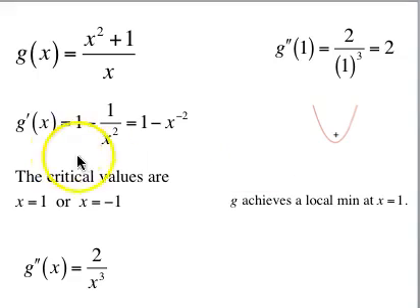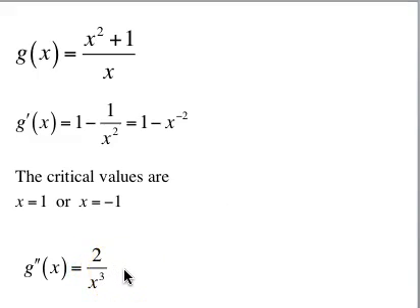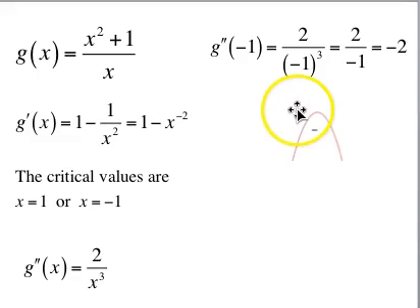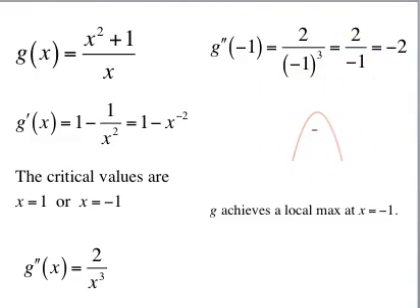Regarding negative 1, that's our other critical value, we're going to plug negative 1 into the second derivative to determine the concavity. So g double prime of negative 1 is 2 over negative 1 cubed. Negative 1 times negative 1 times negative 1 is negative 1. 2 divided by negative 1 is negative 2. So it has negative concavity, concave down. The critical value is negative 1. It has a horizontal tangent there. It is concave down. Therefore, the function must achieve a local maximum at x equals negative 1.